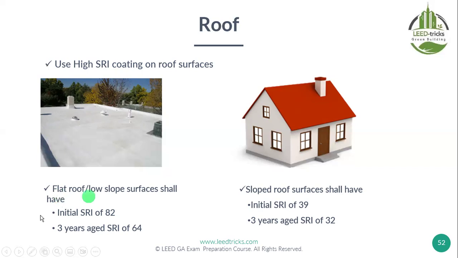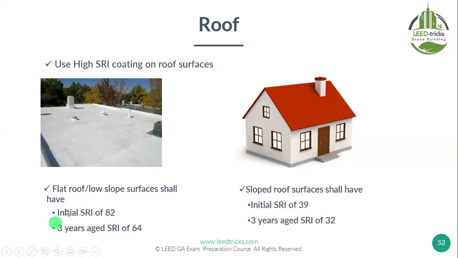So flat roof should have SRI 82. We call it initial. What does initially mean? At the installation, because of course after years it will be less. So measure it at installation to be 82. Flat roof 82. This number and flat roof you need to remember.